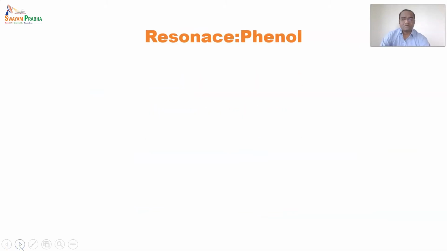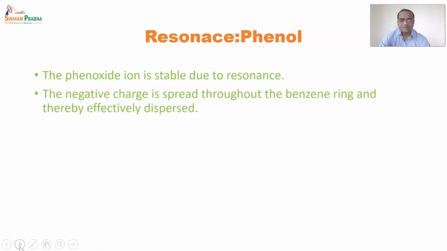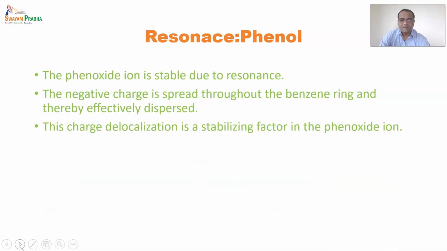Now we'll see the resonating structures of phenol. The phenoxide ion, which is formed after liberating an H plus ion and which shows an acidic character, is stable due to its resonance forms. The negative charge is spread throughout the benzene ring and thereby effectively dispersed. This charge delocalization is a stabilizing factor in the phenoxide ion.